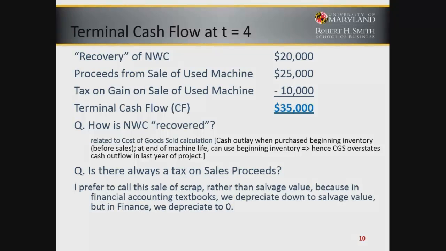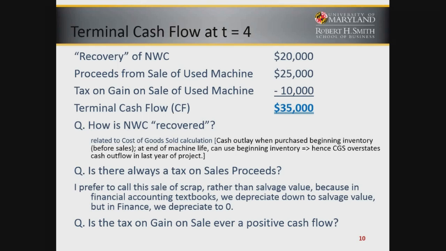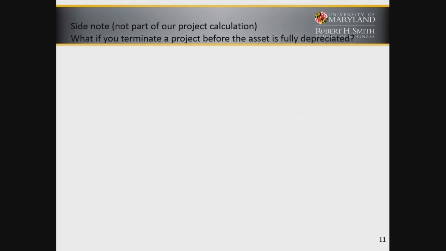Now, there is a tax on the sales proceeds if we have depreciated down to below the amount that we sell it for. If we have a gain on the sale, then we have a tax. If we abandon it or we sell it for less than the remaining book value, we might be able to even get a tax refund. So we'll look at a side note if we terminate the project before it is fully depreciated. But next, let's look at how do we decide whether or not to take this project, calculate the net present value.